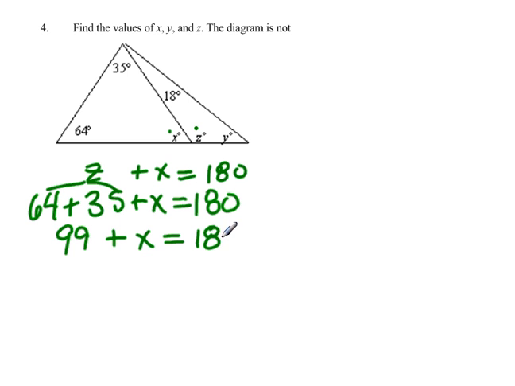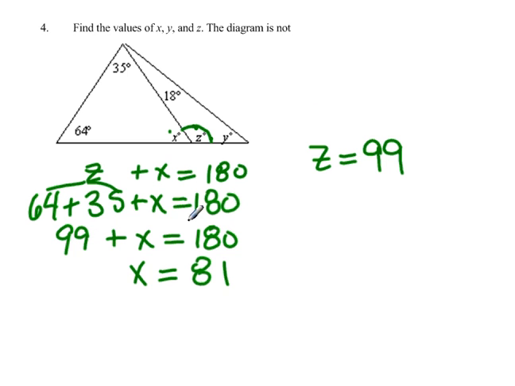So I already know right now that z is 99 degrees because it is an exterior angle here, and it equals the sum of the 2 remote interior angles. But continuing on with x, subtracting 99, it gives me 81. Sorry. And then solving for y.